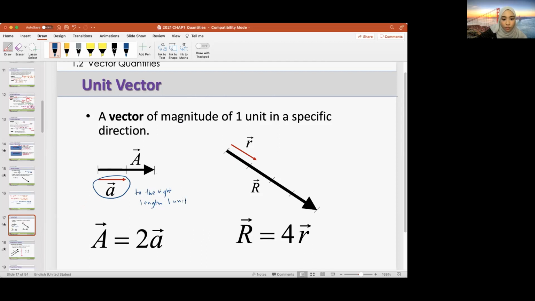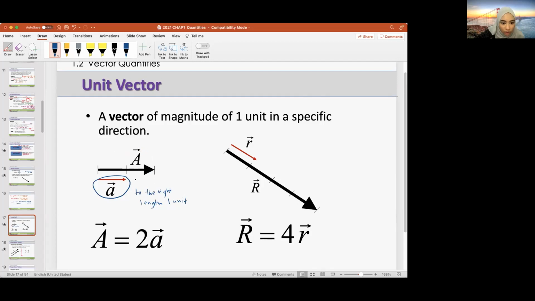So vector small a is to the right and has a length of 1 unit. I'm just defining it randomly. To the right and length 1 unit. The unit, I'm just saying it. To the right is obviously going to the right. Okay, so I want to define vector capital A in terms of small a.